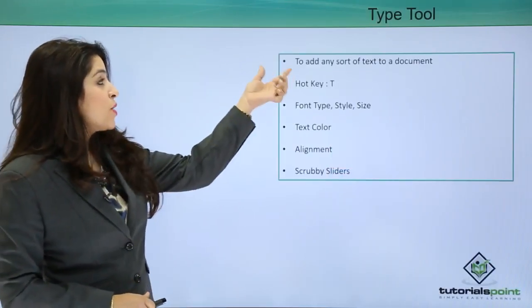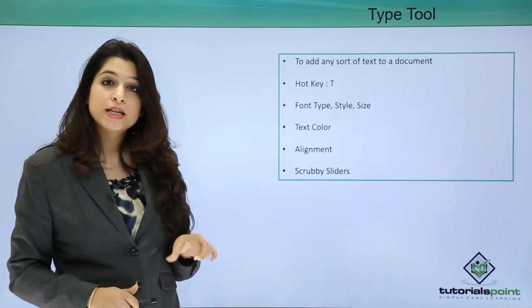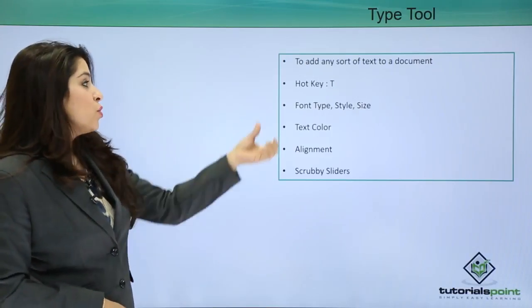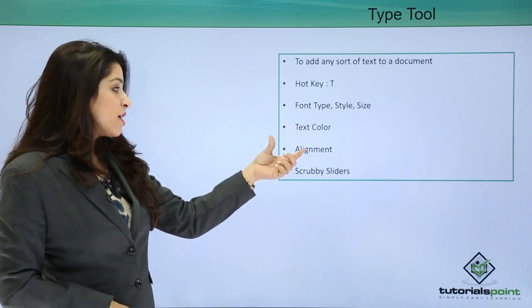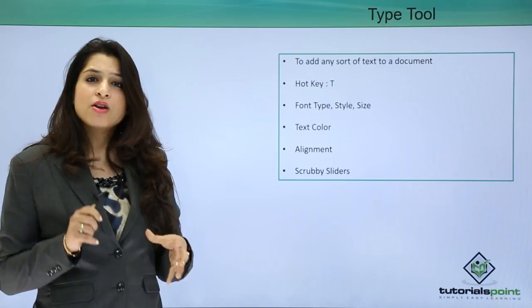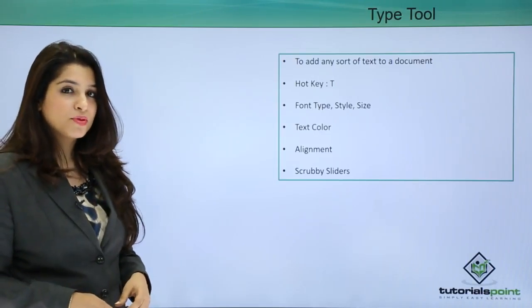The type tool is basically to add any sort of text to a document. Its hotkey is T, so when you press T on the keyboard, this tool is activated. We can change the font type, the style and the sizes, the text color, alignment, and the scrubby sliders. Scrubby sliders are so cool. We will see when we start photoshopping in the type tool.